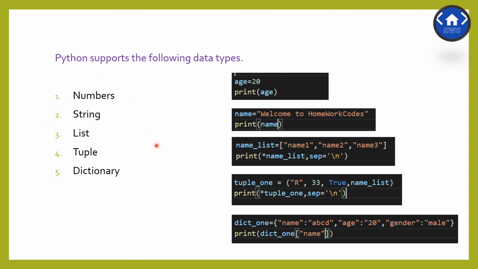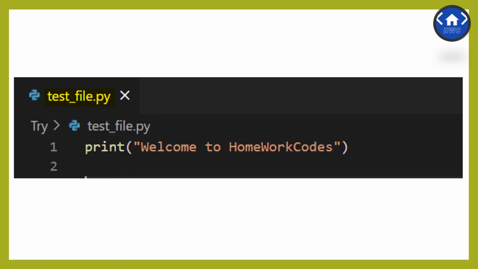These are all the data types which Python supports: numbers, string, list, tuple, dictionary. And these are all the examples for each data type. This is for number, and this is for string, and this is for list, and this is for tuple, and this one is for dictionary. And this is the sample Python file. So the Python files will have the extension .py.